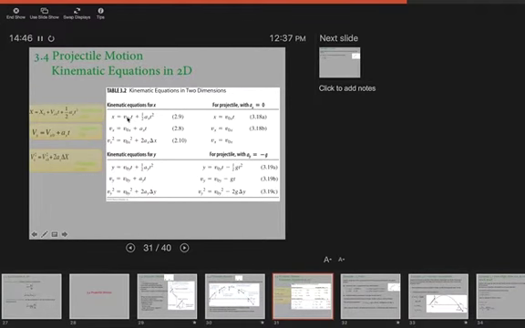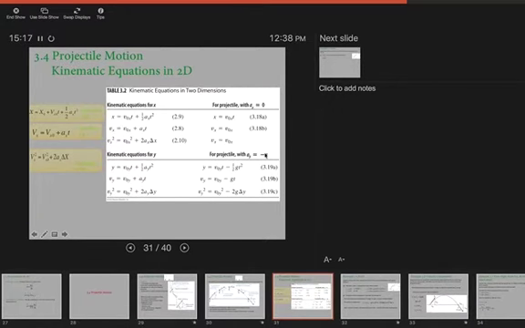So for example, x equals v naught x t plus half ax t square, and y equals v naught y t plus half ay t square. The same equations, but the difference is that here I will have x, and here I will have y. Here I will have vx and ax, and here I will have vy and ay. So in projectile motion this is what we have. ax in a projectile is 0, while ay is minus g.